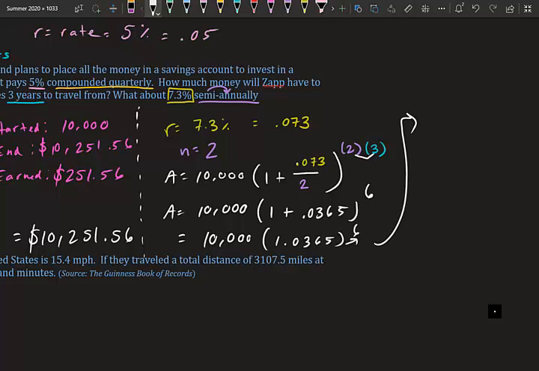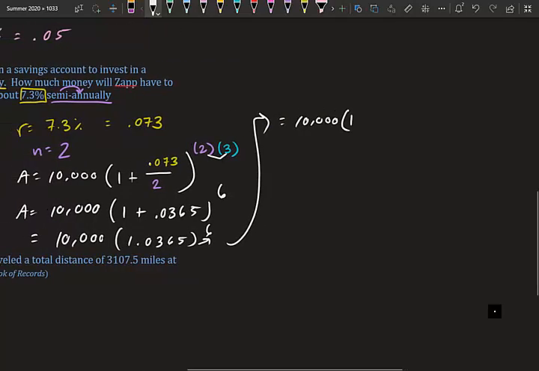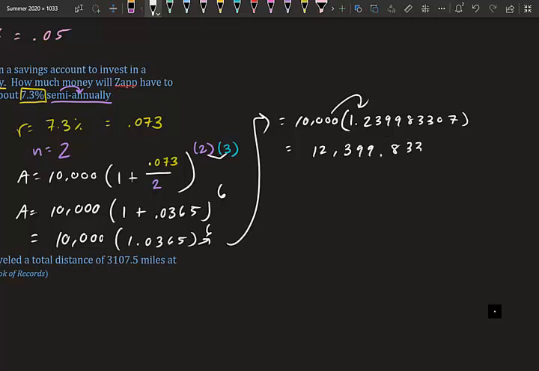I'm going to bring it up here, 10,000 times 1.239983307. Do you notice I don't round at all? I take all the decimals I can. Now we're going to distribute, and when we distribute, so 10,000 times that really long decimal, we get 12,399.83307, and that comes out to, remember, we're talking about money, so we're going to round to the nearest hundredth, so $12,399.83.